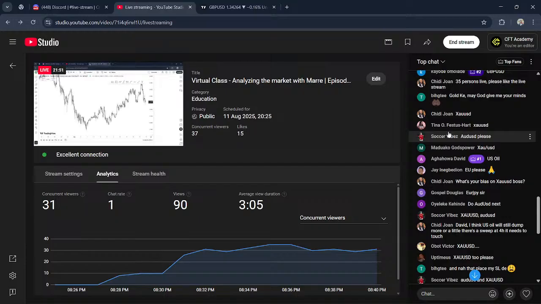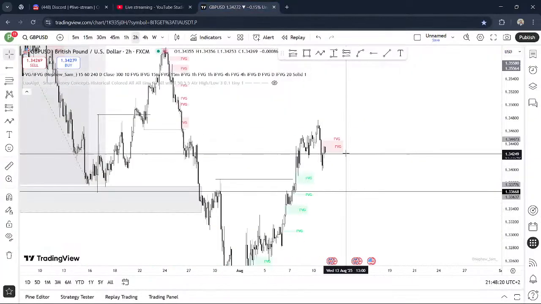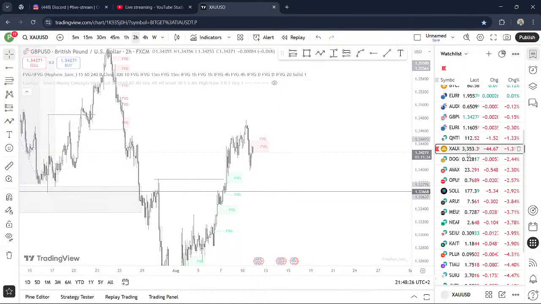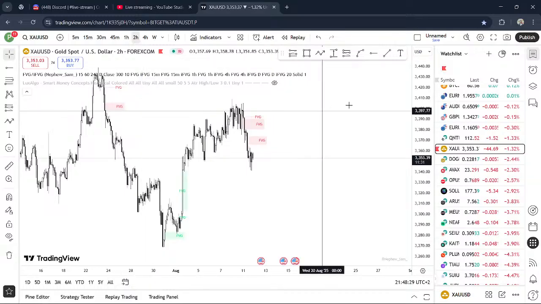It has been just GU and GU and Bitcoin last week. So I love taking on two pairs, but let's see if we can take gold.